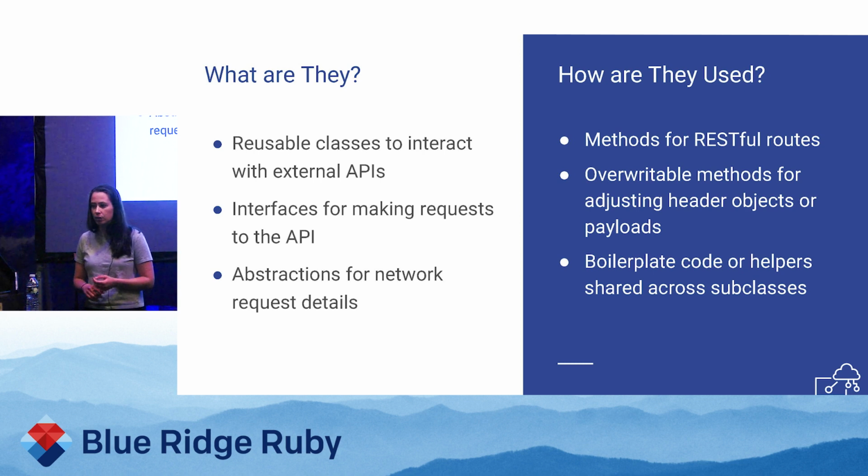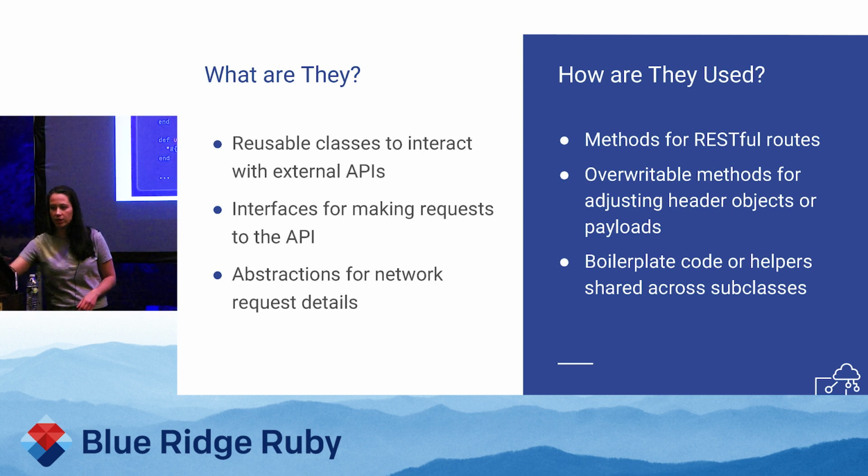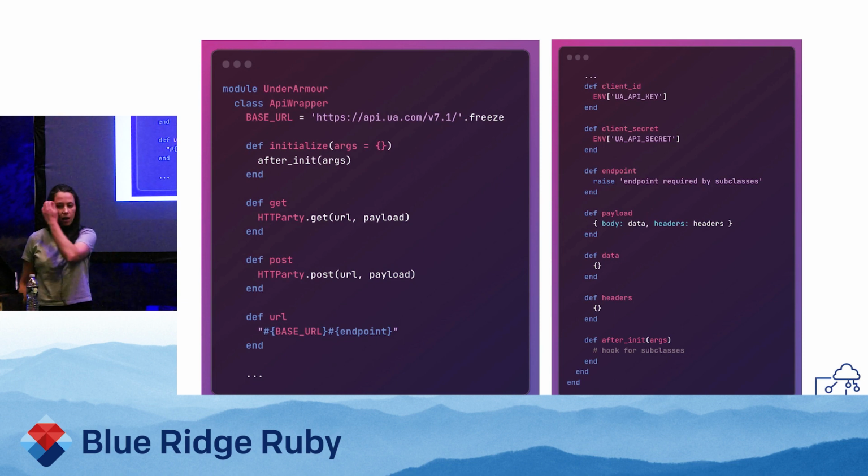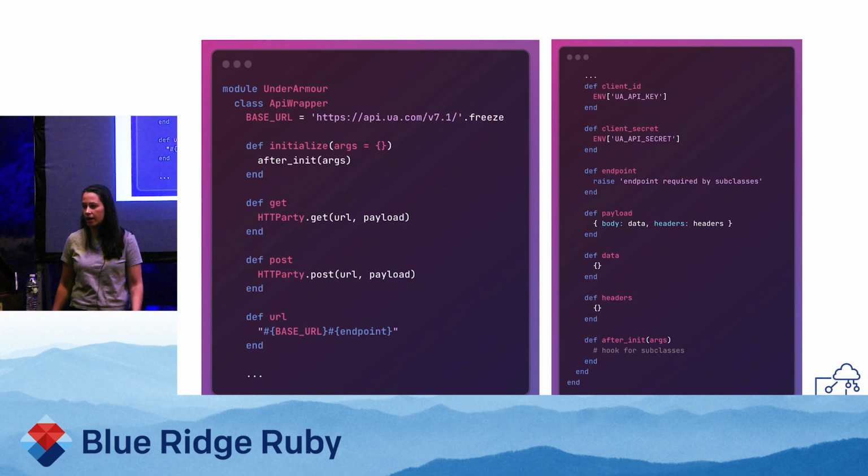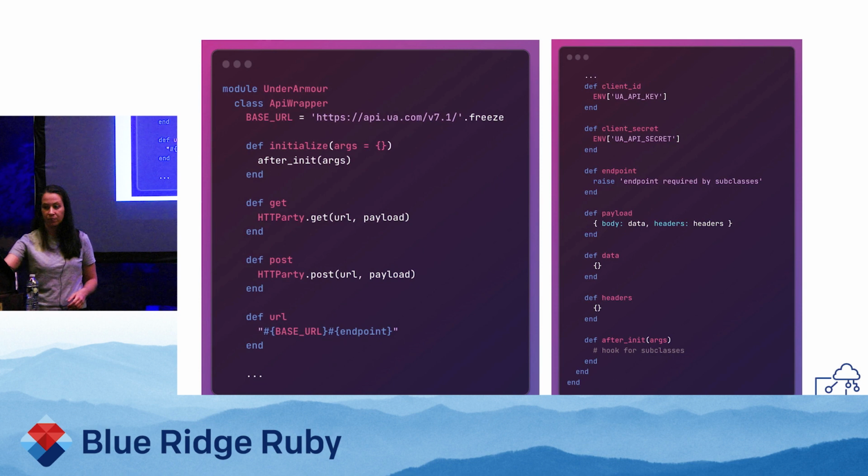And then I often include overridable methods or hooks, because each endpoint may need a slightly different version of something like the headers, right, or the payload. So I allow those subclasses to pass those in, and then any other boilerplate or reusable code that working with the API might need. So an example of this, as you saw earlier, I've been working with the Under Armour API, and so you can see here that I've got a defined method for get there. Like I said, I happen to be using HTTParty.